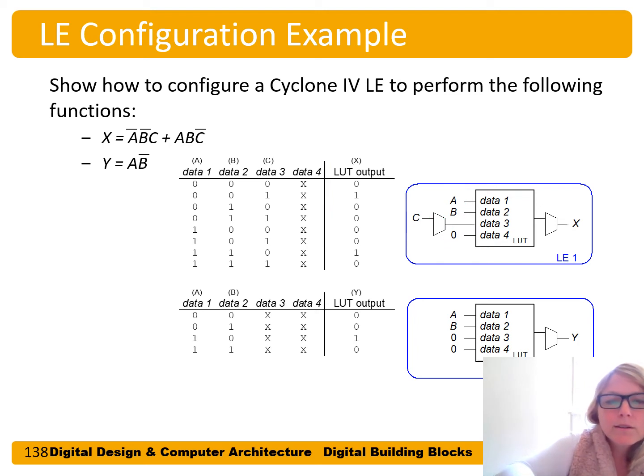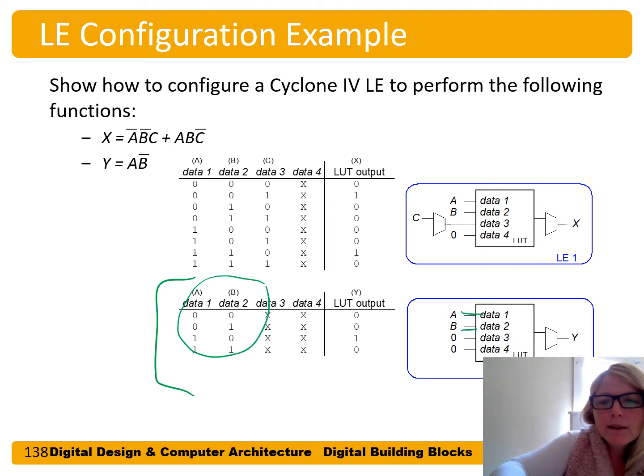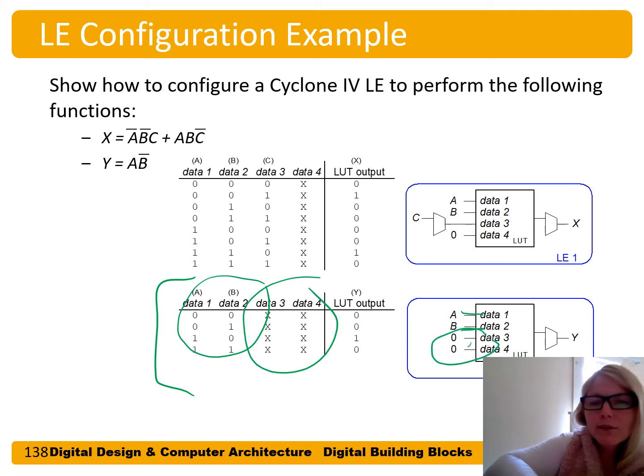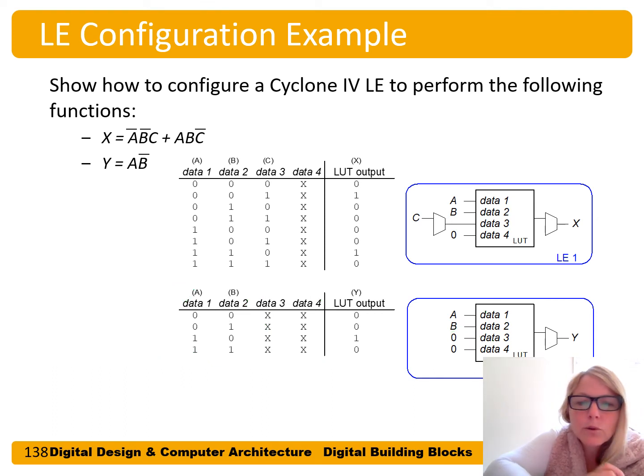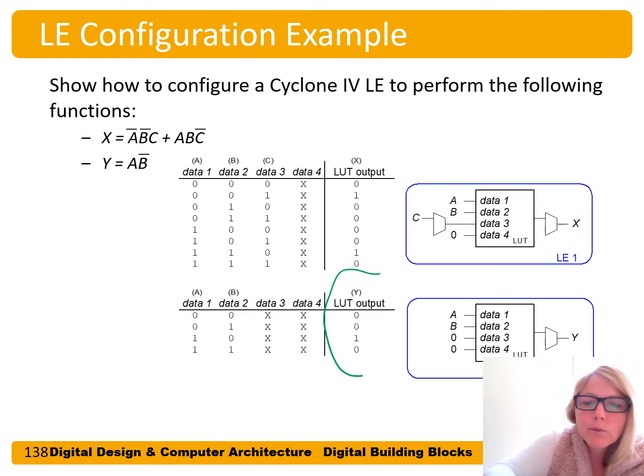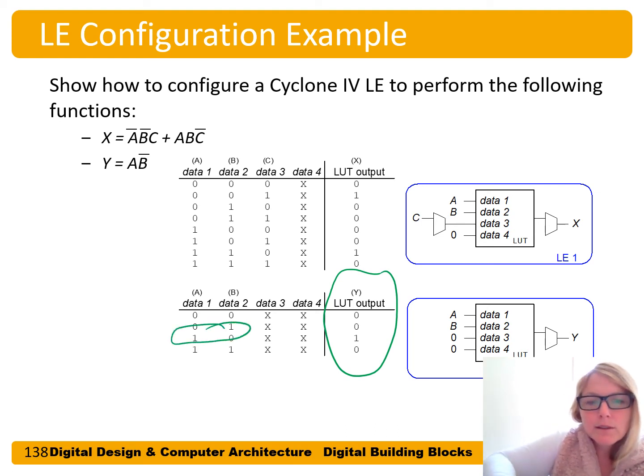Similarly, for y equals A and B bar, connect A and B to data 1 and data 2. In our truth table, those are don't cares, but not in our connections. We have to tie data 3 and data 4 to something. And what we store inside our lookup table is a 1 in the 1, 0 address, or in the A equals 1, B equals 0 case.